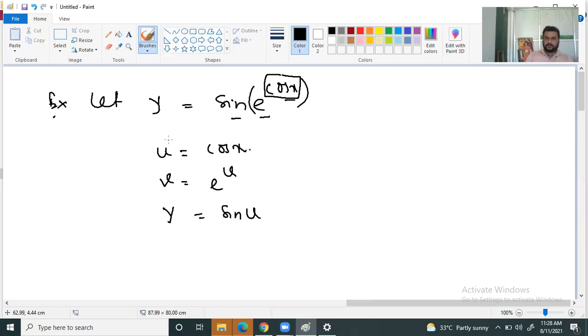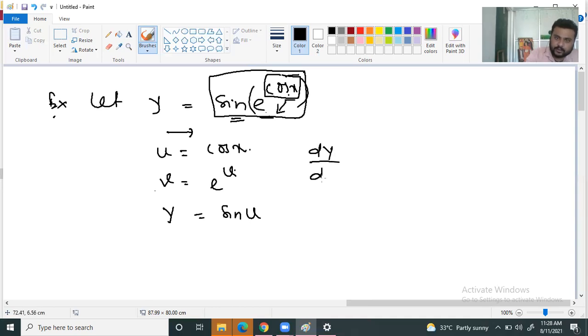In the previous example, we had only two functions. So we take u is equal to something, and then y is equal to something, and then we applied chain rule. But here we have sine, exponential function, cos x. In this expression, we know the derivative only of cos x. So u is equal to cos x. Then e to the power u is equal to v, and sine v is y.